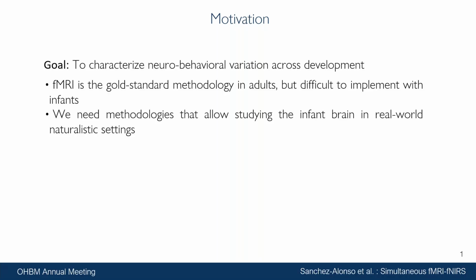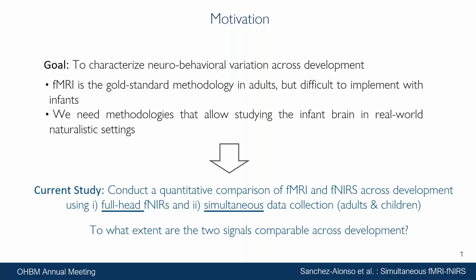In addition to that, we need methodologies that allow studying the infant brain outside the scanner, right? If we're interested in studying language development, social development, those are key. The environment is key in early development. So what we've been doing is conducting a quantitative comparison of fMRI and NIRS signals across development. Two of the key features are not only that they are collected simultaneously, but also that this is the first study that is using NIRS with full head coverage.